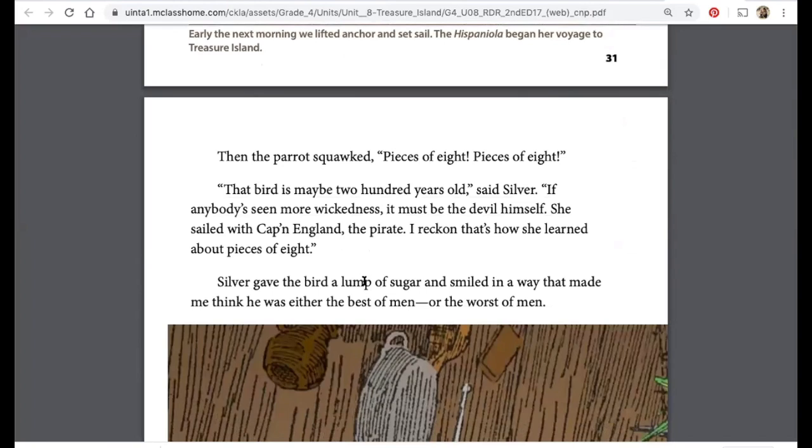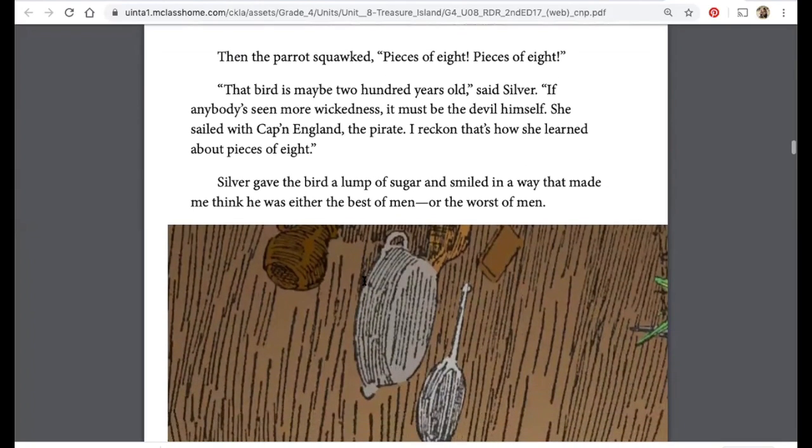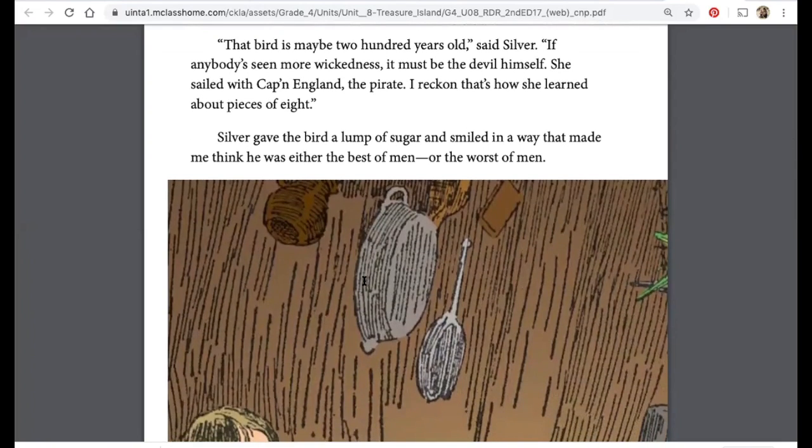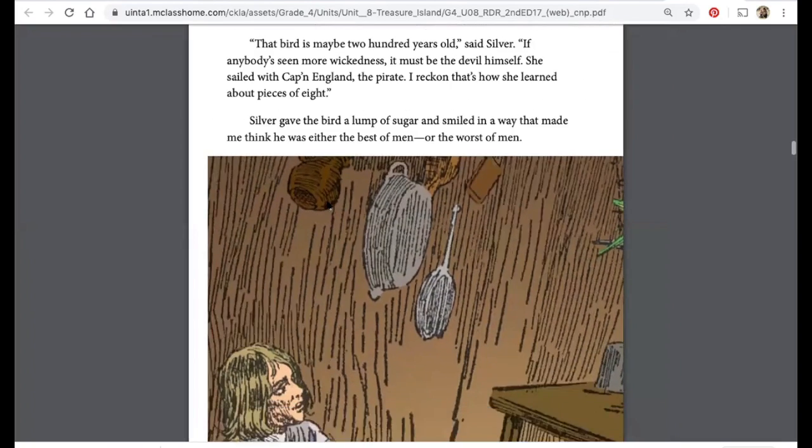Then the parrot squawked, "Pieces of eight, pieces of eight." "That bird is maybe 200 years old," said Silver. "If anyone's seen more wickedness, it must be the devil himself. She sailed with Captain England, the pirate, I reckon. That's how she learned about pieces of eight." Silver gave the bird a lump of sugar and smiled in a way that made me think he was either the best of men or the worst of men.